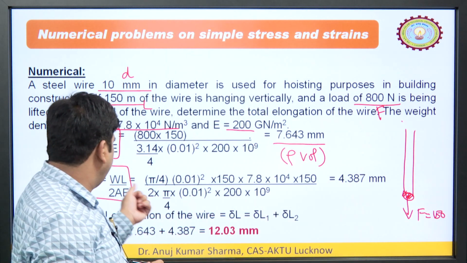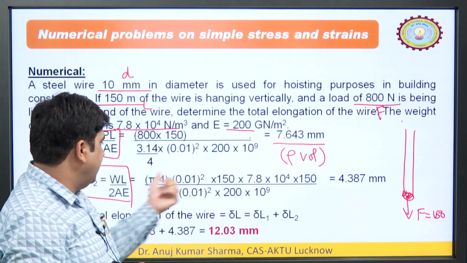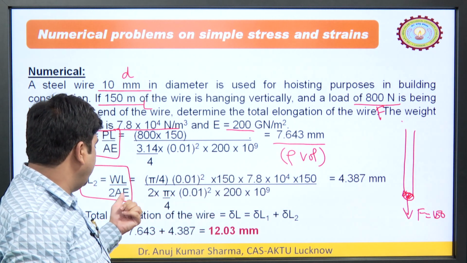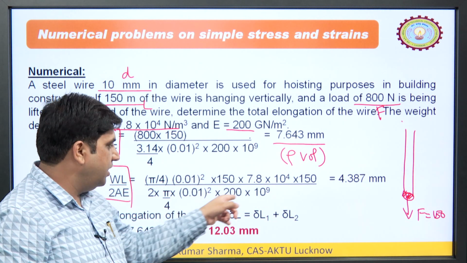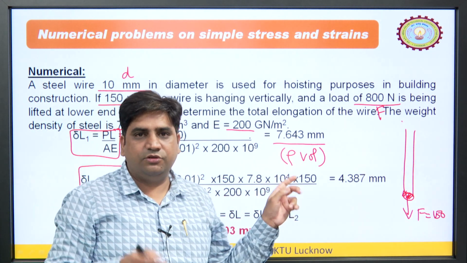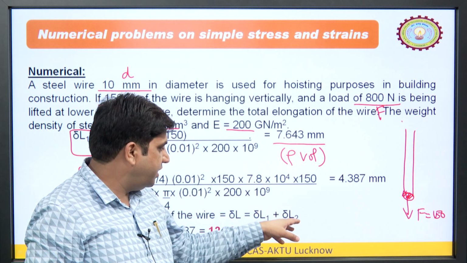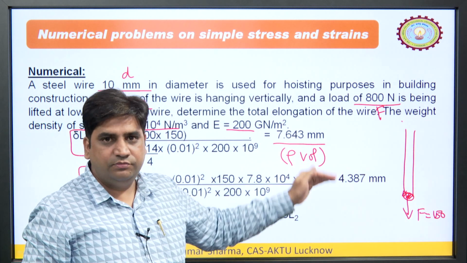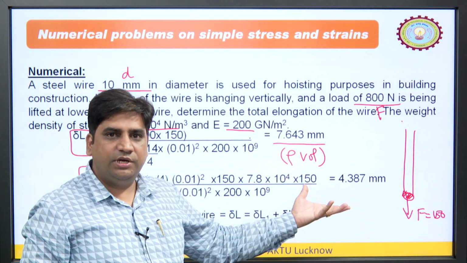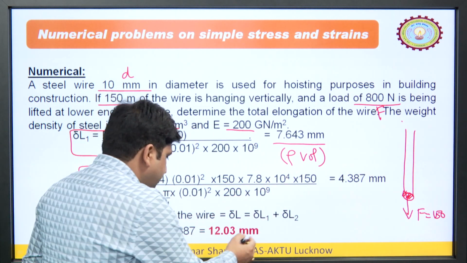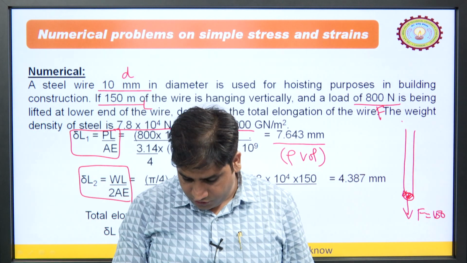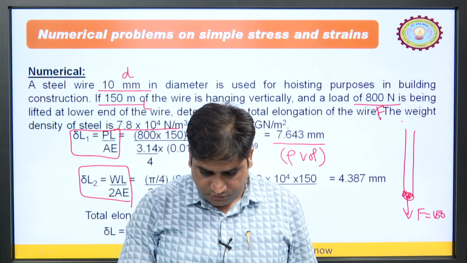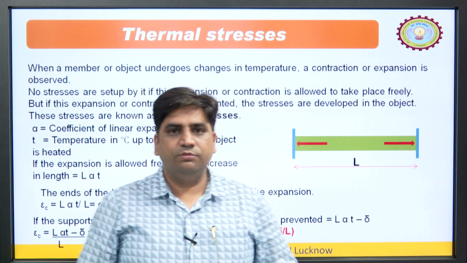So, weight would be calculated, multiplied by L, divided by 2 into area, where area of the wire is pi by 4 d square, again you can calculate, and this is the modulus of elasticity. So, WL upon 2AE you can calculate separately, then you can club these two values and you will get the result. 12.03 is the right answer. So, you can practice at your home by using different books.